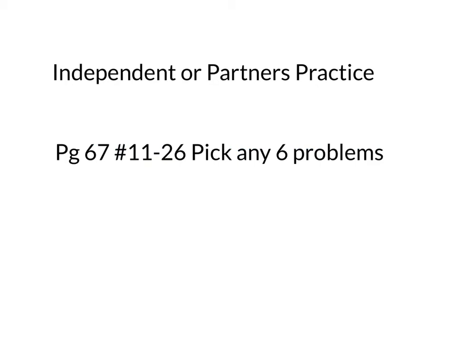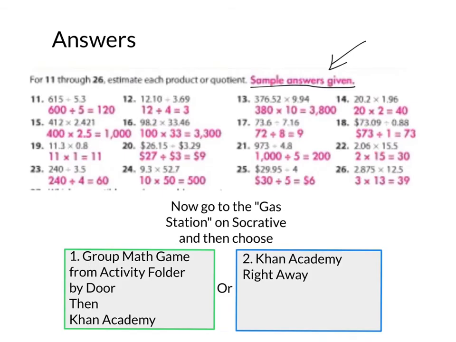Here are the problems that I'm asking you to do in your book, page 67, numbers 11 through 26. You actually get to pick what 6 problems you would like to do. The answers will come in 3, 2, 1. Here are your answers. After you check your answers, just so you know, these are some sample answers. So you might have estimated it differently. They're just giving you one way that you could have estimated it.